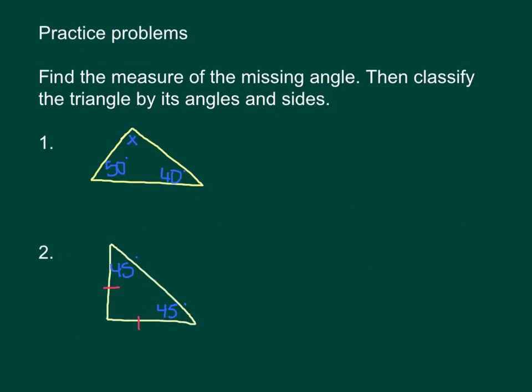Here are your 2 practice problems, doing the same thing. Find the missing angle, then tell if it's acute, right, or obtuse, and equilateral, scalene, or isosceles. Don't forget a word problem or question, and rate your understanding.